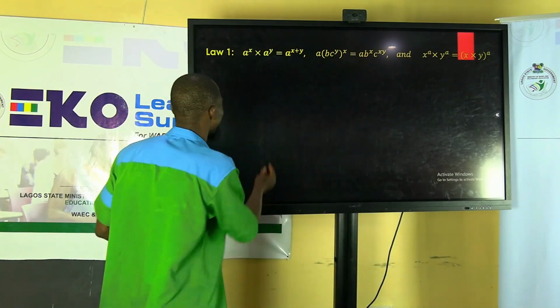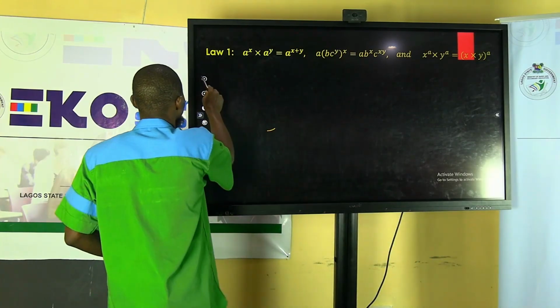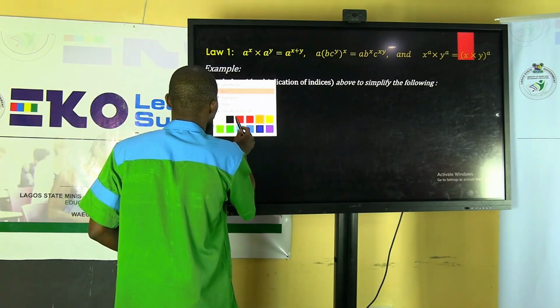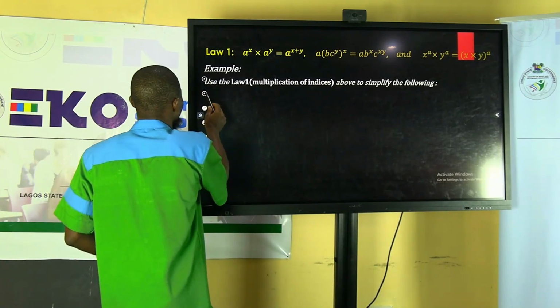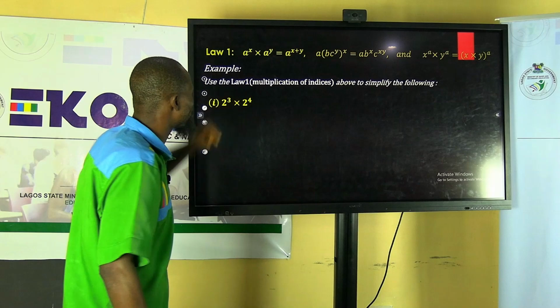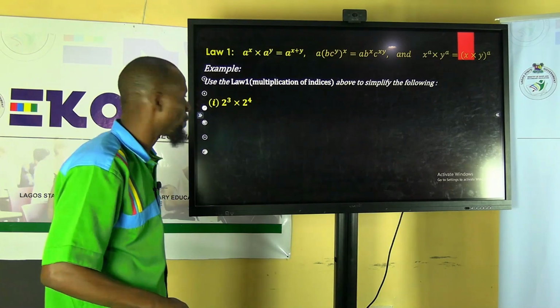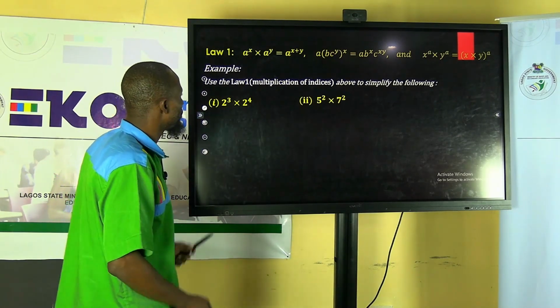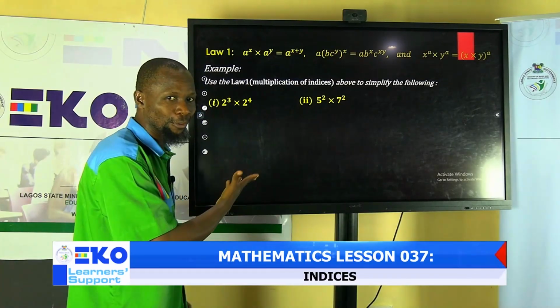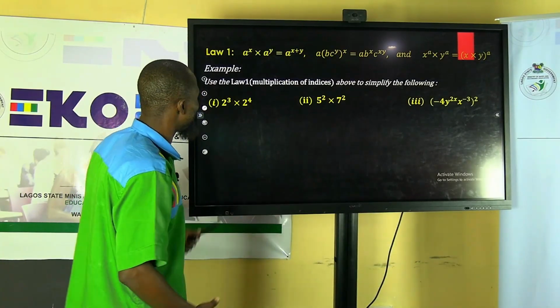So let's take some examples on that. We want to use the above law to solve some problems. 2 raised to power 3 times 2 raised to power 4. Can you apply the law on it? We also have 5 raised to power 2 times 7 raised to power 2. You should be able to apply the law.